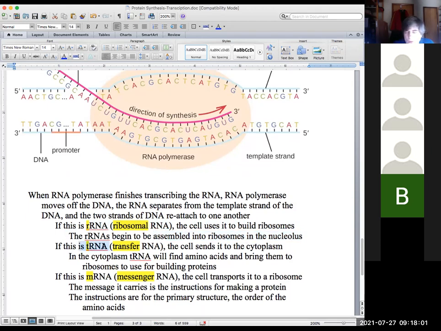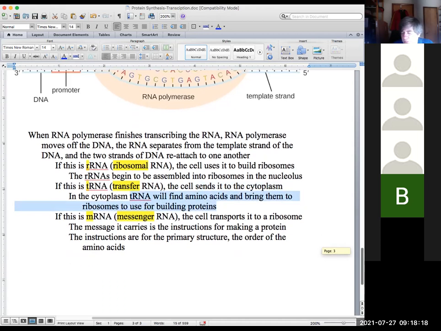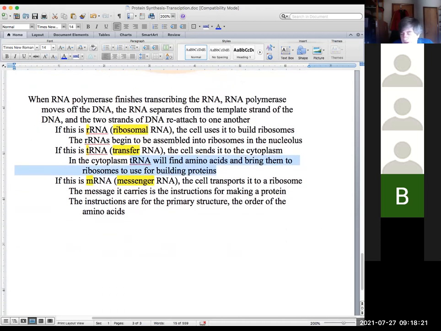If we're making tRNA, which is transfer RNA, transfer RNA gets sent to the cytoplasm. And when the ribosomes start to make proteins, tRNA find the right amino acids and bring them to the ribosomes. So tRNA is one of the things that guarantees that the amino acids get put into the correct order. The only type of RNA that we're going to actually use to make proteins in a cell is mRNA, which is messenger RNA.